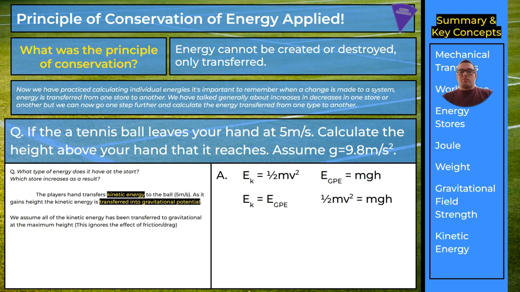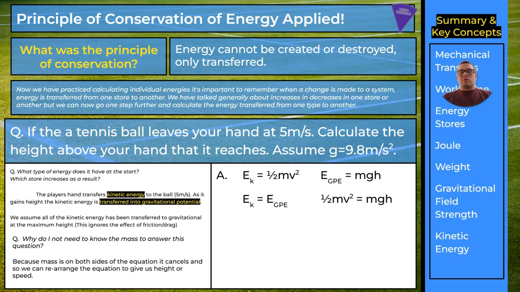So one way we can resolve that is by making the two equations equal to each other. So we say that all of the energy is converted from kinetic into gravitational potential. And that, of course, is assuming that we're ignoring friction, so there's no energy wasted here. But we can then make half mv squared equal to mgh. When we do this, you can see that mass is on both sides of the equation. So we don't need mass because it will cancel on both sides.